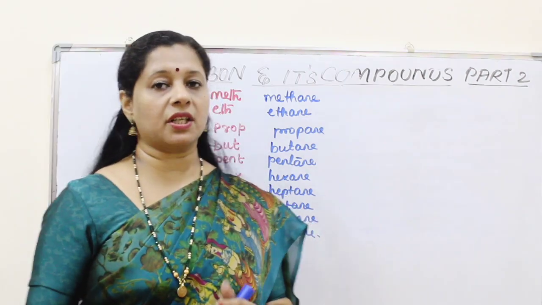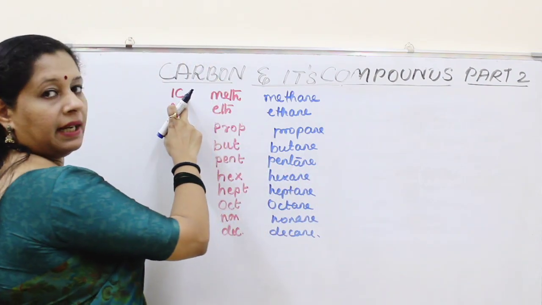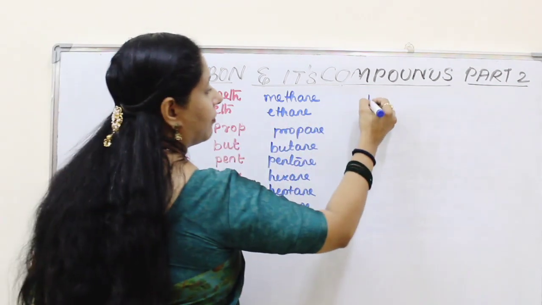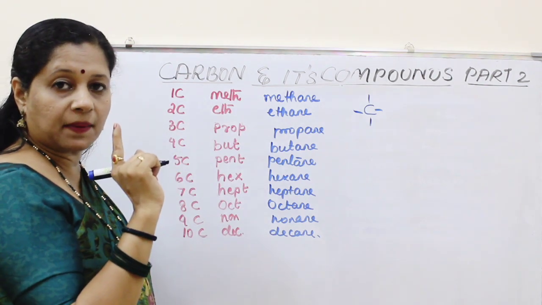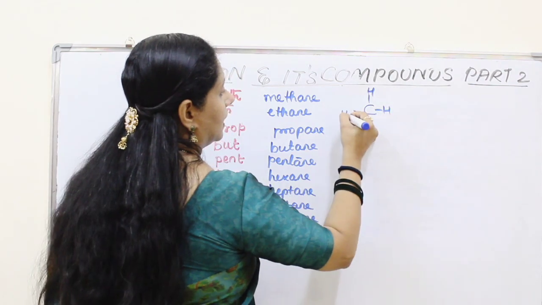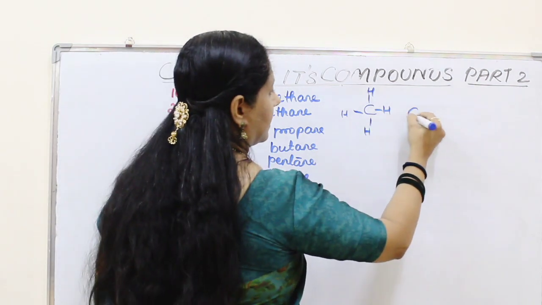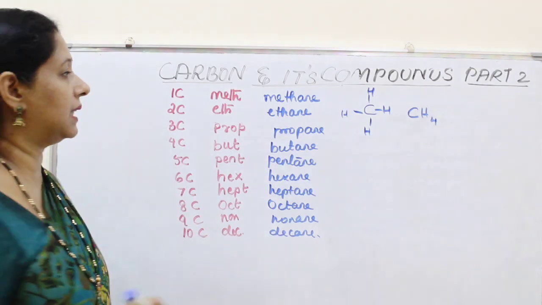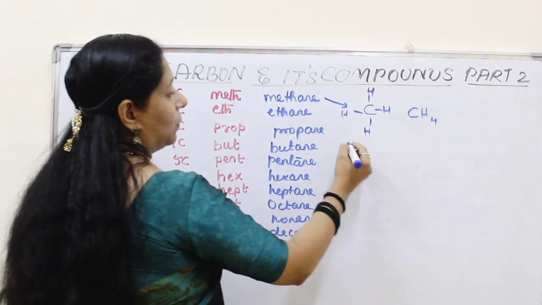Now we have to learn the structural formula of each one of these. How to draw methane. We know that methane has only one carbon atom. So we are drawing that carbon atom, but it has 4 valencies. So we are talking about hydrocarbons, so the rest of the valencies are satisfied by hydrogen because there is only one carbon atom. So 1, 2, 3, 4. This is called a structural formula. This can be otherwise written as CH4. This is the molecular formula of methane, 1 carbon and 4 hydrogen. So this is methane.